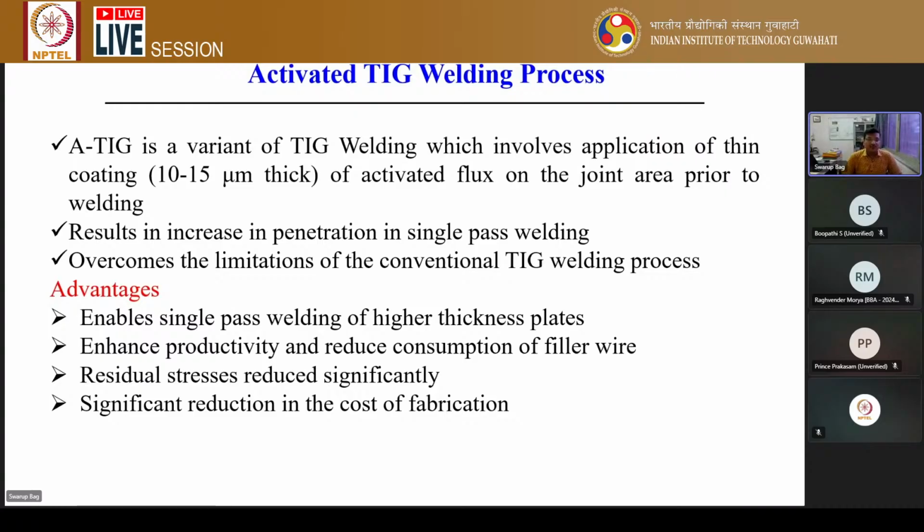So this actually helps to perform welding of very high thickness material using the simple GTAW process and using a single pass, not multiple passes. Therefore, it may reduce the consumption of filler wire, because we can achieve very high thickness using this process. So we can reduce the use of filler material. At the same time, residual stress can also be reduced significantly in this particular process. Based on that, we can say that a significant reduction in the cost of fabrication is possible using the activated TIG welding process.